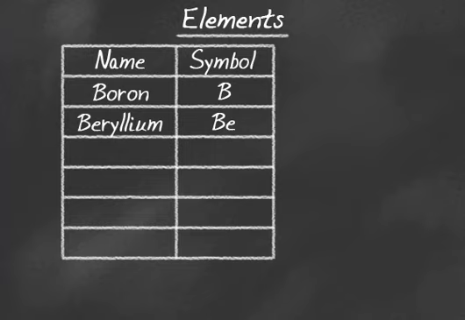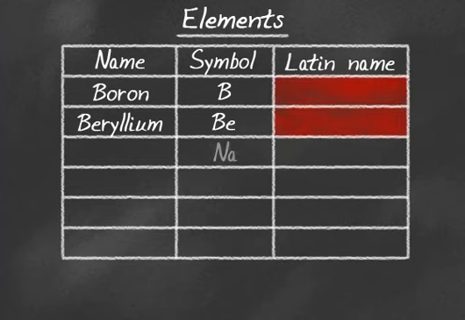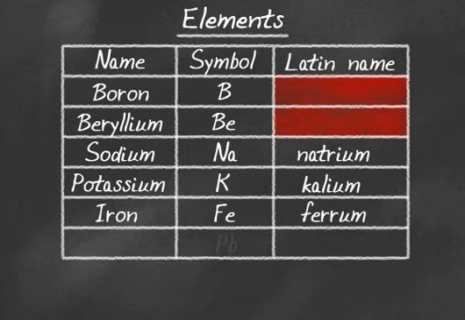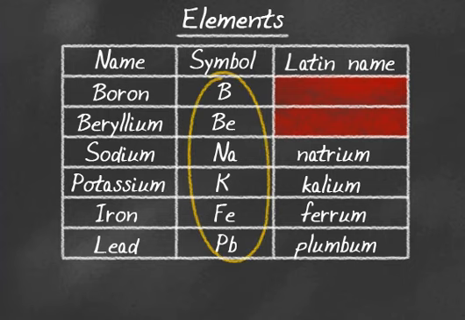A few element symbols are derived from the Latin name of the element. Here are some examples. Na is the symbol for sodium and is derived from the Latin word natrium. K is the symbol for potassium and is derived from the Latin word kalium. Fe is the symbol for iron and is derived from the Latin word ferrum. Pb is the symbol for lead and is derived from the Latin word plumbum. We use elemental symbols to represent elements so that we don't always have to write out the whole name.